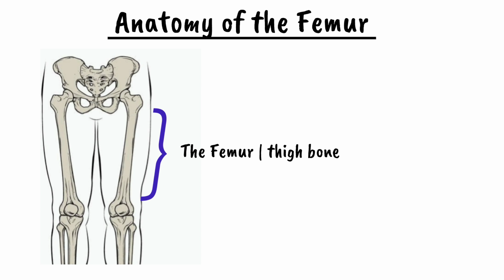It is the longest, strongest, and also the heaviest bone in the human body. The name of the bone is derived from the Latin word femur, which means thigh. It is the only bone present in the thigh region. It extends from the hip to the knee. It forms the hip joint and the knee joint.